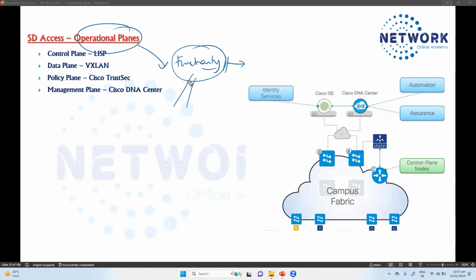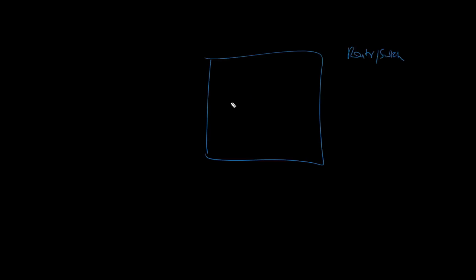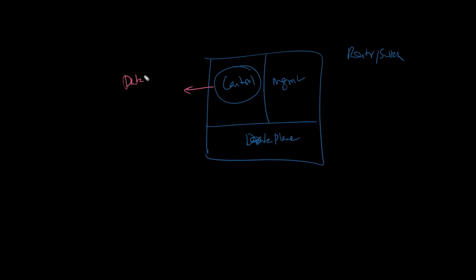Again, the prerequisite: I expect you to know a little bit of an overview of the control plane, data plane, and all these options. Let's quickly review the different planes. Let's say you have a device, it can be a router, switch, or any other device. We can divide the operation of these devices into a data plane, a control plane, and a management plane. The control plane is responsible for building a database, and this database is used for forwarding the traffic.